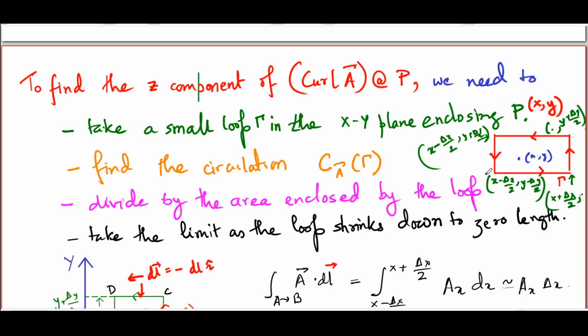What we need to do is find the circulation of A in this closed loop gamma, and then divide by the area enclosed by the loop, which of course is delta x times delta y. And once we do all this, we have to take the limit as the loop shrinks down to zero length on both its sides. That is, delta x goes to zero and delta y goes to zero, and the loop becomes smaller and smaller until it encloses only the point P and nothing else.